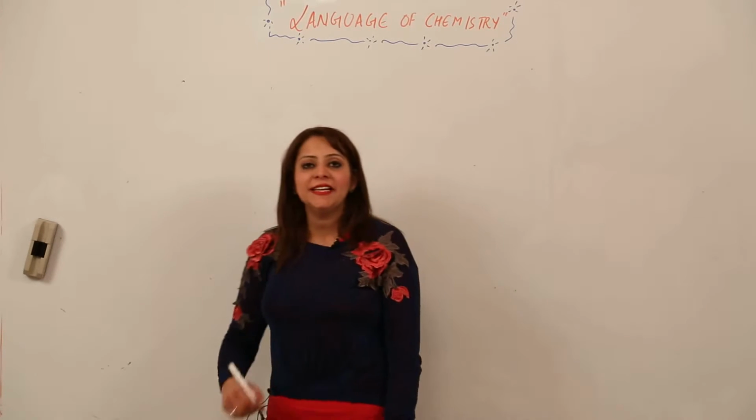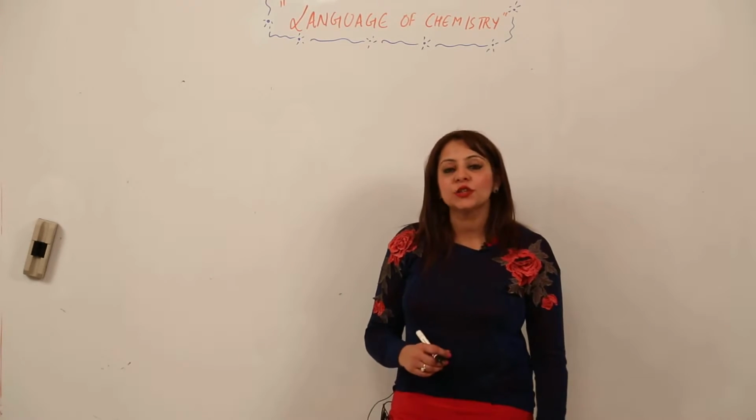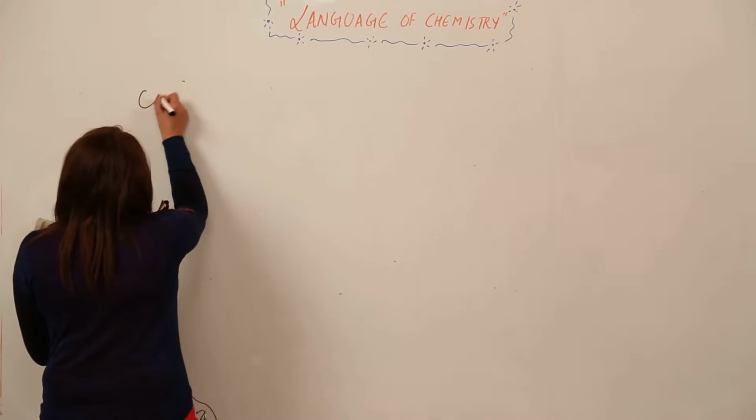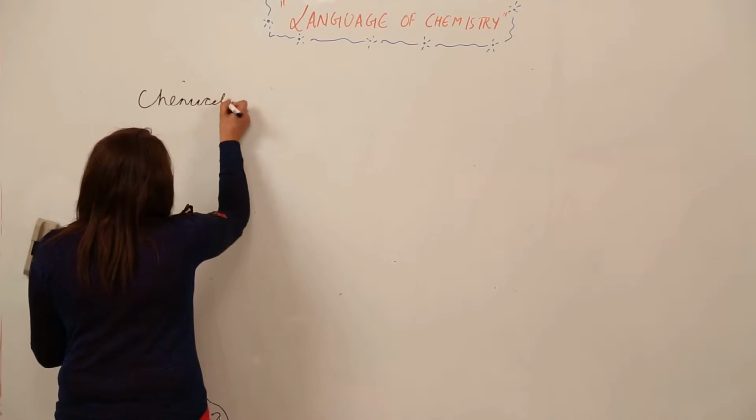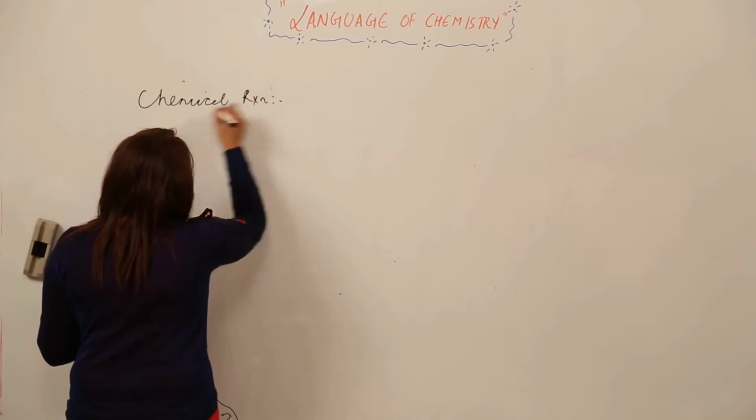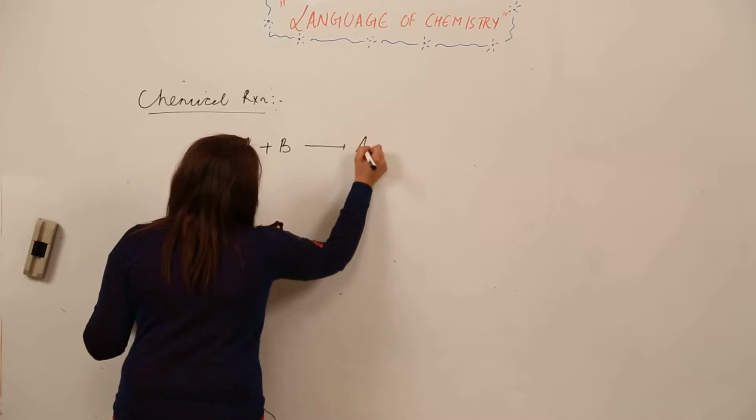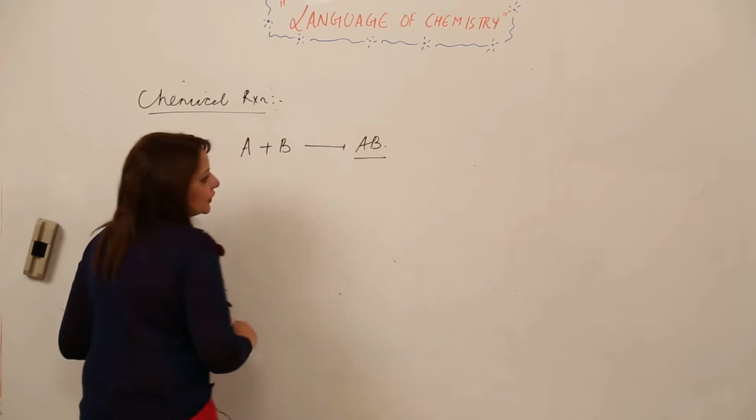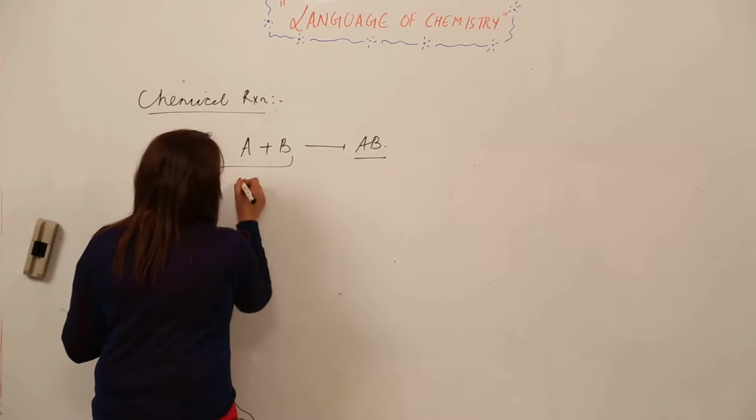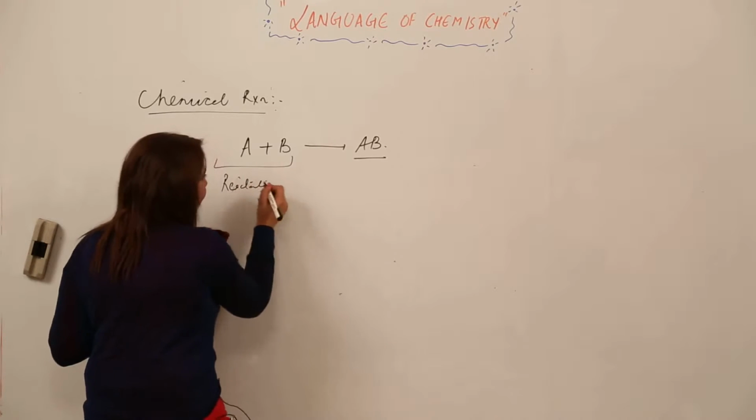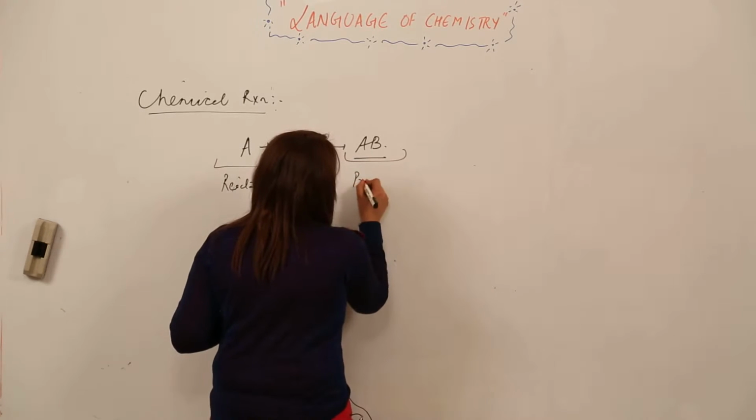Now we'll be using the chemical formula in the chemical reaction. So first of all, I want to make you familiar with the chemical reaction. What is a chemical reaction? A chemical reaction is a process in which two or more substances are mixed to unite to form a new substance, right? The substances which we mix are called reactants, and the new ones that are formed are called products.